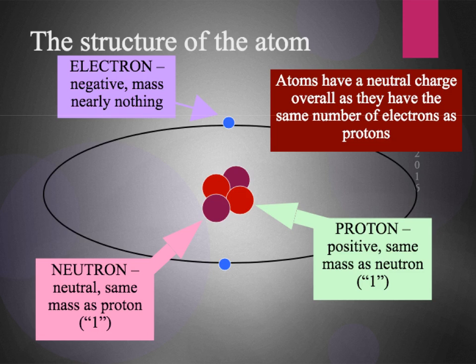Inside the nucleus of the atom, we have two subatomic particles. We have the proton and the neutron. The protons have a positive charge of +1 and have the mass of 1. Neutrons have this same mass but are neutral, so have no charge. Overall, this helium atom would have a +2 charge in the nucleus and a -2 charge from the electrons, giving it an overall charge of 0, a neutral charge.